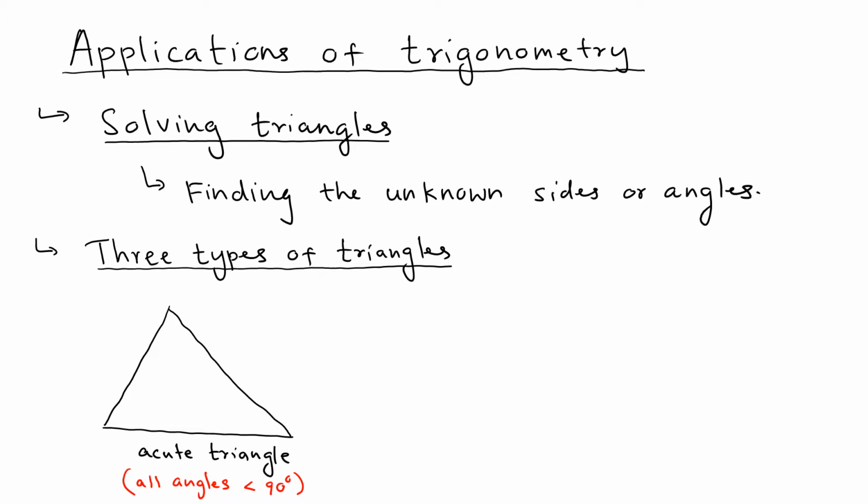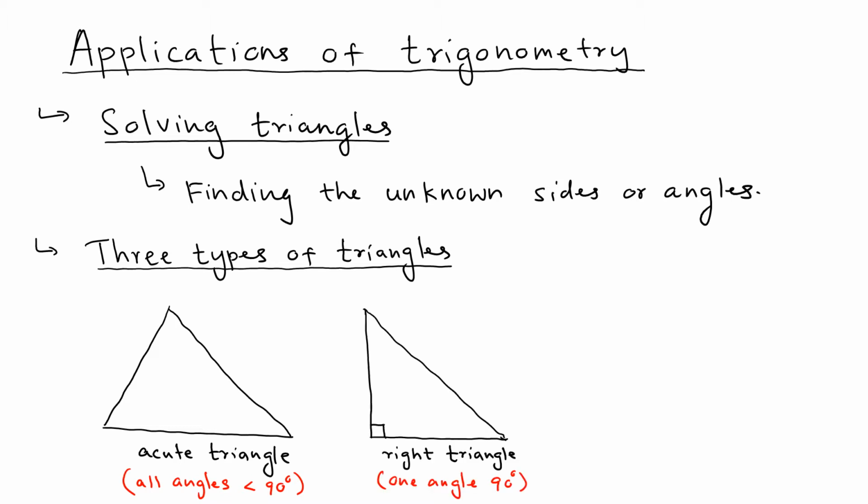The next type is where we have one angle which is 90 degrees, and we call that a right triangle. There cannot be two angles which are 90 degrees, because the sum of the three angles has to be 180. If there are two, then the other angle would be 0 degrees, which is not possible. So there can be only one right angle, and if the triangle has one right angle, we call it a right triangle.